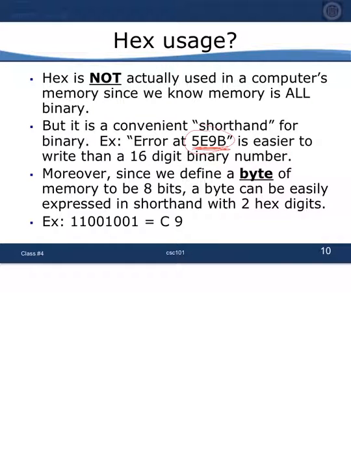In particular, since each hex digit is 4 bits, and remember a byte is 8 bits, a nice way of thinking about this is that any byte of memory could be thought of as 2 hex characters, or 2 hex digits. So anytime you have 8 bits, instead of saying 11001001, which is a mouthful, you just say C9, and it means the same thing.